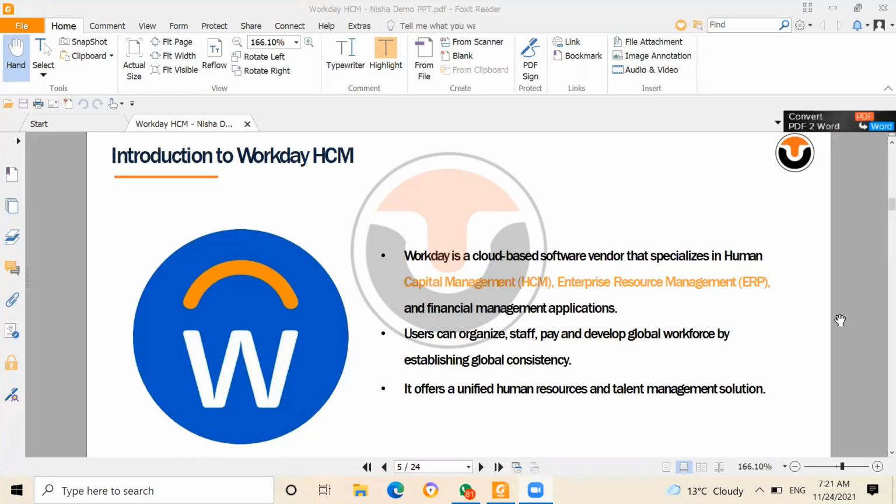Development of employees and organizing the staff means we will create the positions, companies, locations, and their employees. In the payroll part, this is about organizing the staff. First of all, we have to configure the company, the legal entity. Then globally they have different locations and branches spread worldwide, so we have to define and configure all branches and locations.